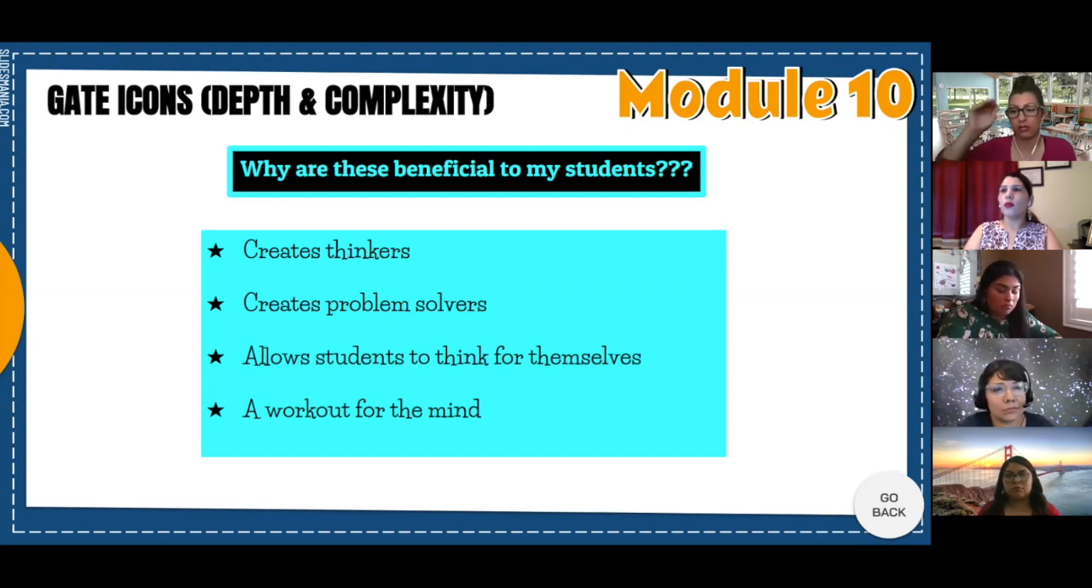So it's just a matter of setting the bar. You know, you can set the bar for an ordinary student, and if you implement these types of strategies and these icons and teach them how to use it, you scaffold it so much so that it starts to become natural and they start to use it on their own.